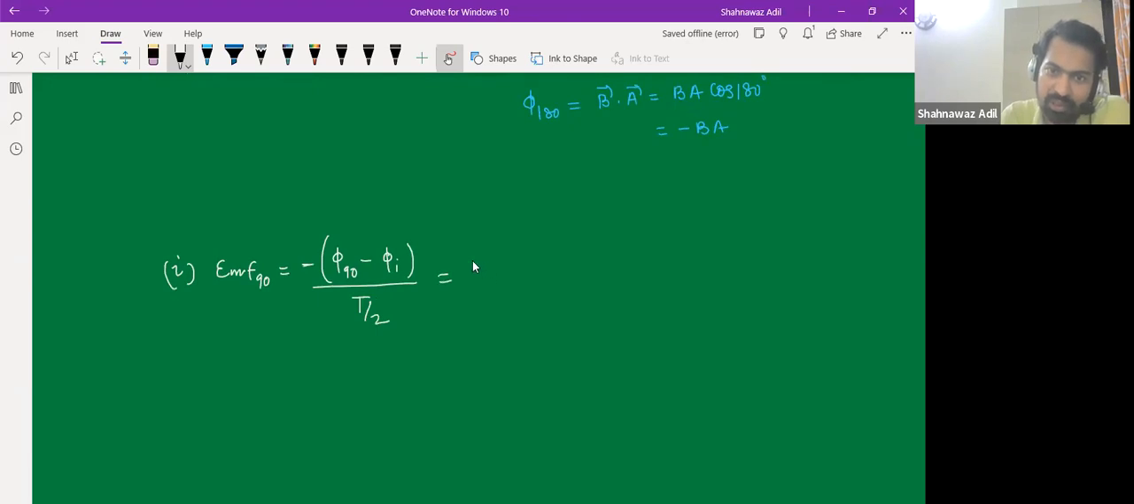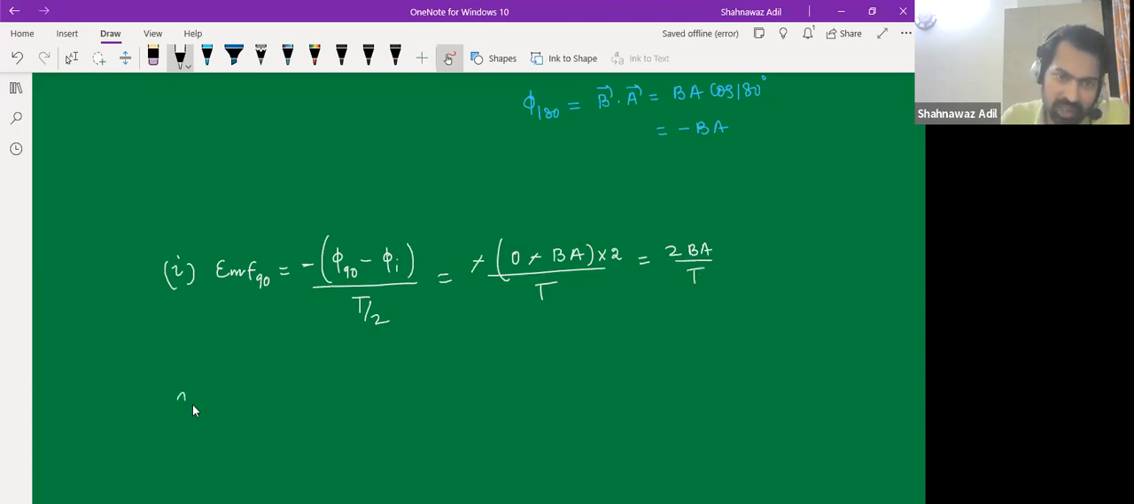So this is minus of, this was 0 and minus of VA, and then divided by t by 2. So the minus minus cancels and we have 2 VA by t. This is the first case, right?